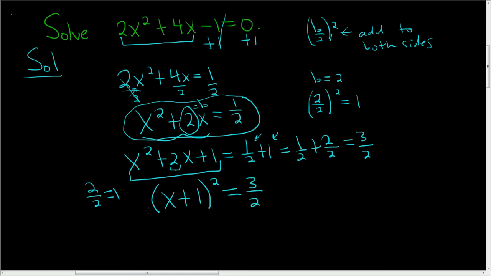To finish, we have a square, so we take the square root of both sides. Don't forget to put a plus or a minus. So x plus 1 is plus or minus square root of 3 over 2.